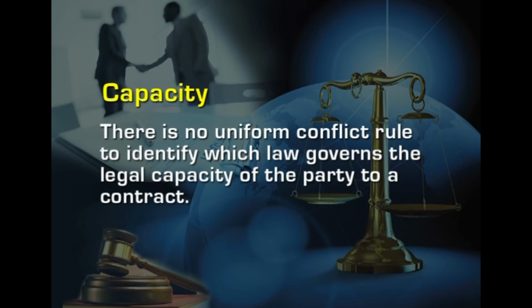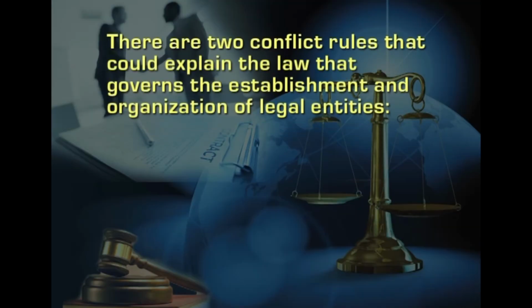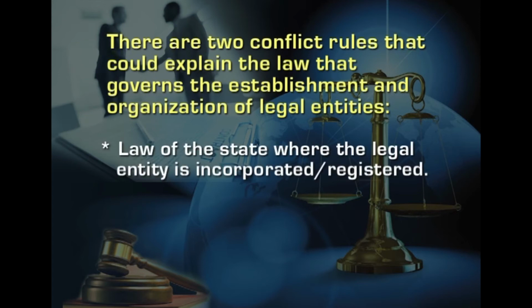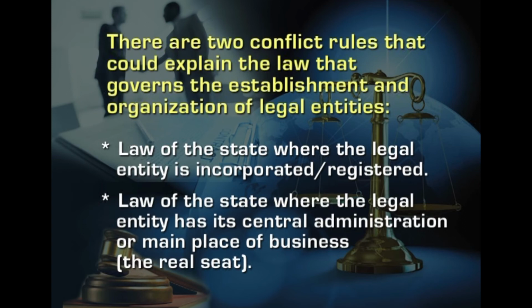Capacity. There is no uniform conflict rule to identify which law governs the legal capacity of the party to a contract. In common law countries, it is a question of contract and therefore governed by the proper law. The law of domicile or habitual residence of the party could also govern it. There are two conflict rules that could explain the law that governs the establishment and organization of legal entities. Firstly, the law of the state where the legal entity is incorporated or registered. Secondly, the law of the state where the legal entity has its central administration or main place of business, the real seat of business.